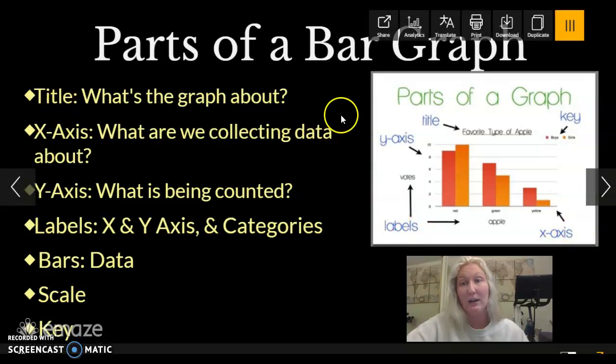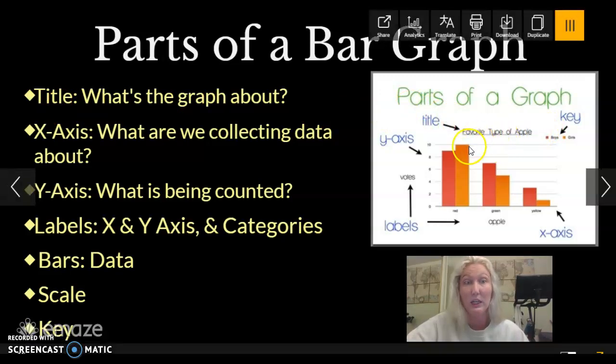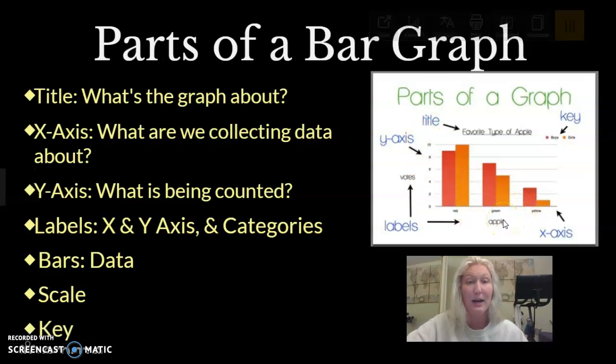We have the title. That's a key because when someone's looking at our graph, we want them to know what they're looking at. So with this example, title is favorite type of apple. That's our title. And then we have our x-axis, which is right down here. And then we have our y-axis, which goes right up here. So our x-axis is what we are collecting data about. So for example, this one is apple. We're collecting data about apples.